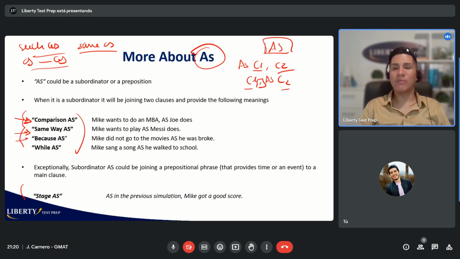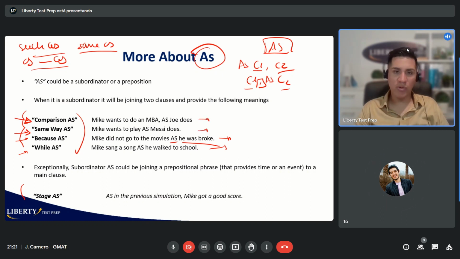Meaning number three would be because. Sometimes you're going to use as for a subordinator in order to indicate a cause-effect relationship. Mike didn't sing or didn't go to movies as he was broke, because. And number four will be while. So sometimes you're going to use as in order to indicate while. Now the thing here is if you want to make sure that you know the differences between those four, just meaning. That's the only way to know.